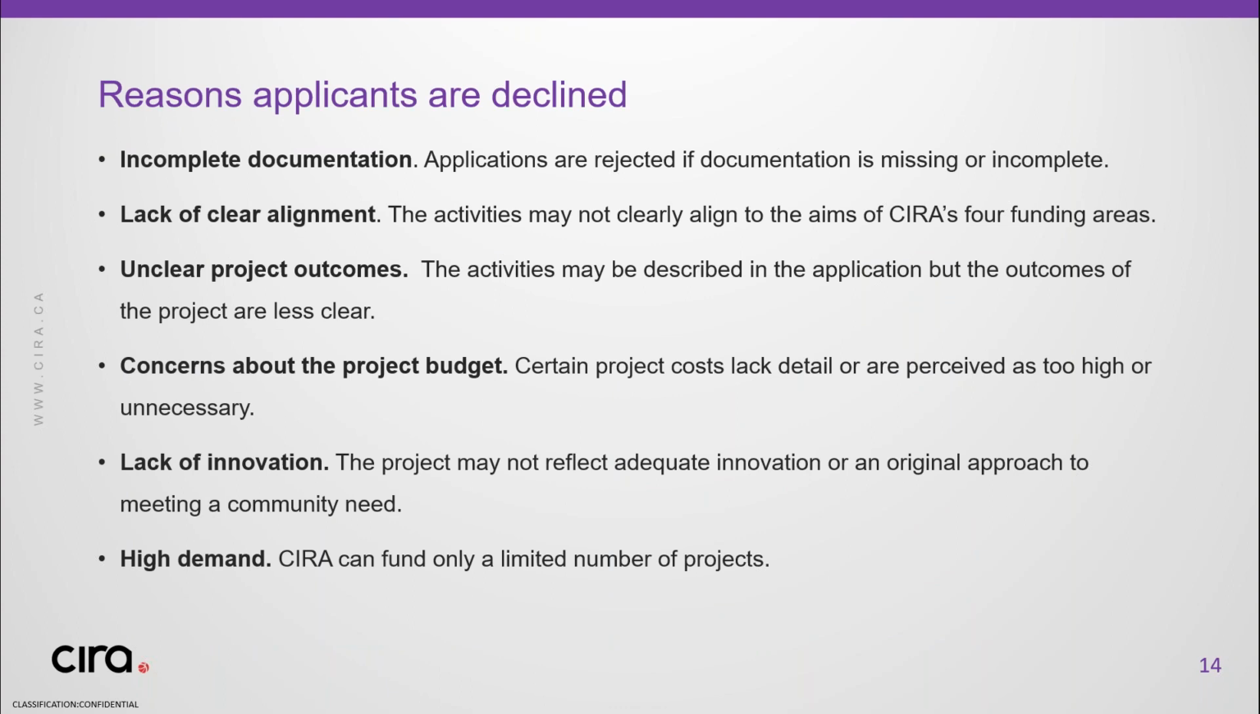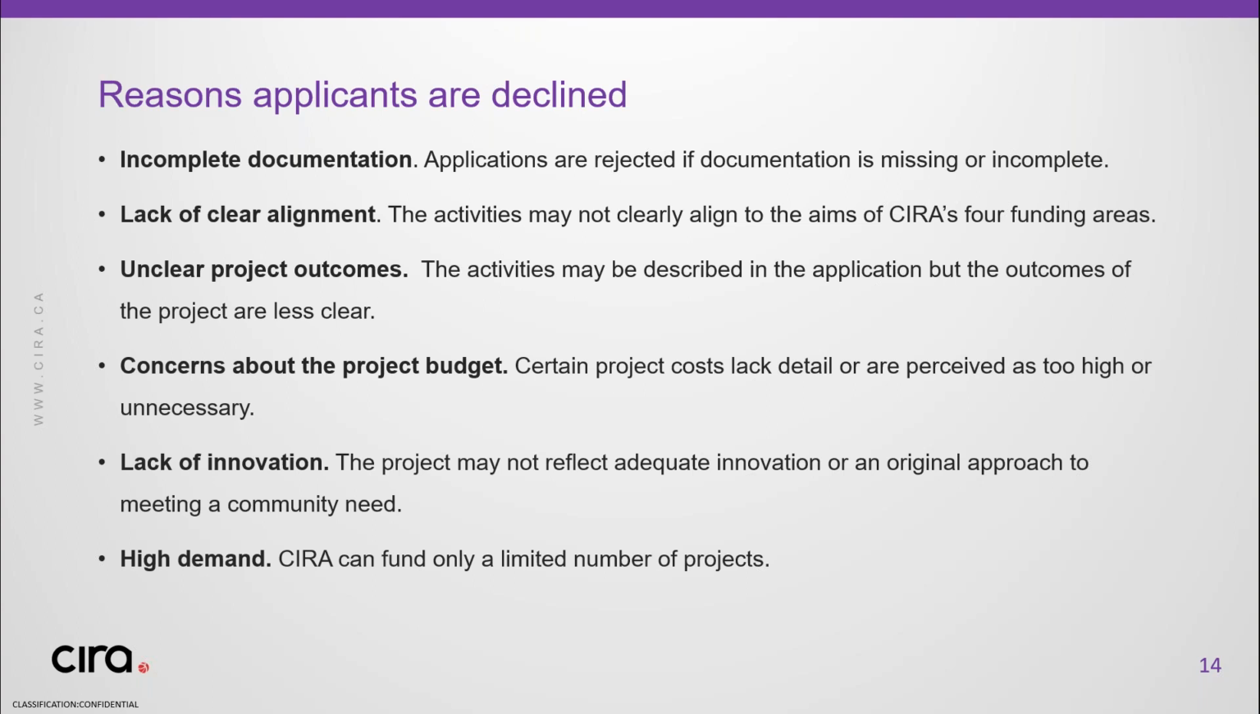People often want to know why applications are declined. There's often a few reasons. Incomplete documentation is one of them. Applications are rejected during the eligibility review phase if documentation is missing and hasn't been supplied, or if it doesn't meet the alignment with our funding areas. So, lack of clear alignment. Some activities may not clearly align to the aims of CIRA's 4 funding areas. For example, projects that build online content and networking platforms are not eligible. But resources, tools, or research that are developed must connect directly to one of the 4 funding areas.